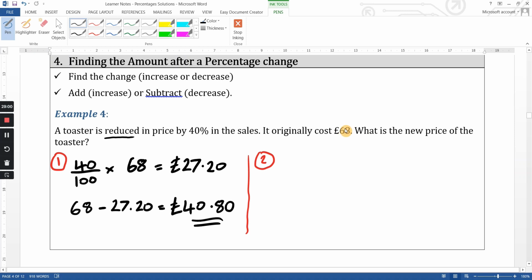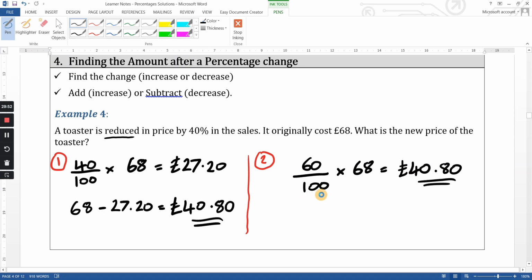Yeah, so this is 100%. If you work out 60% of this, you should get your answer straight away in one step, because this was in 2 steps, wasn't it? First you work out 40%, then you take it away. In one step you can work out 60% of the amount, and you should get the same answer. Stick it in your calculator and you will get the same answer, £40.80 in one step. So always ask yourself, what percentage are you actually working out, or what percentage do you have?